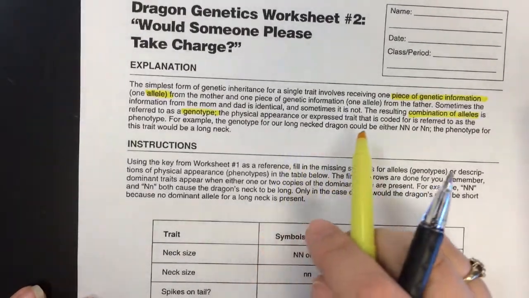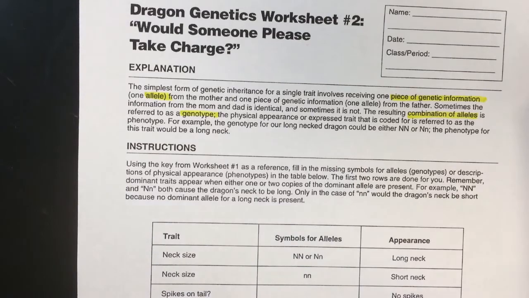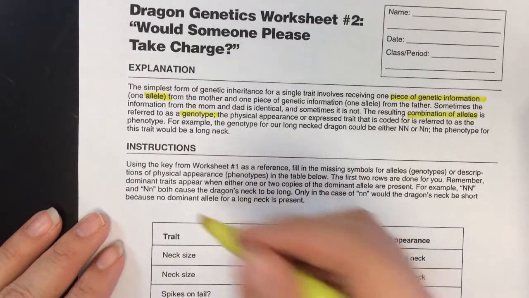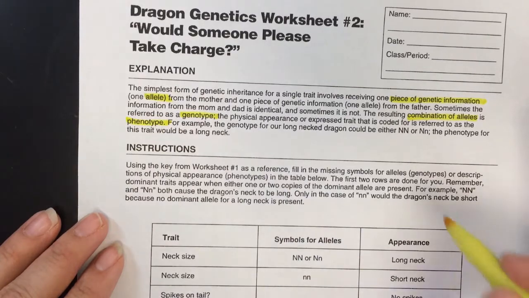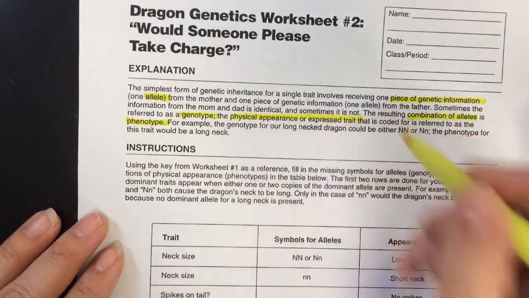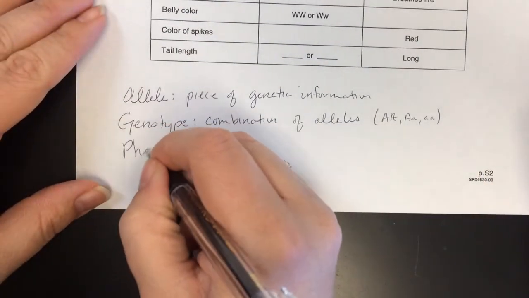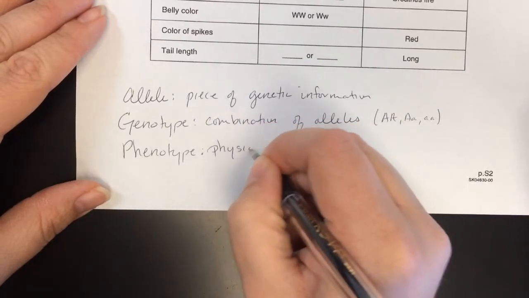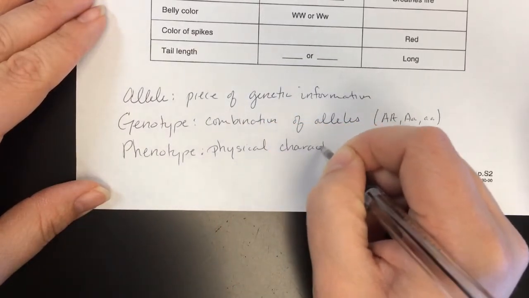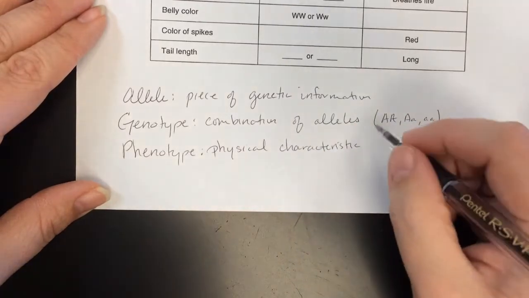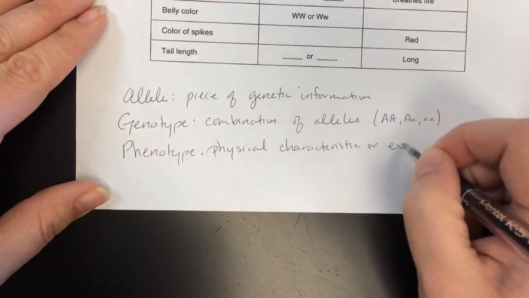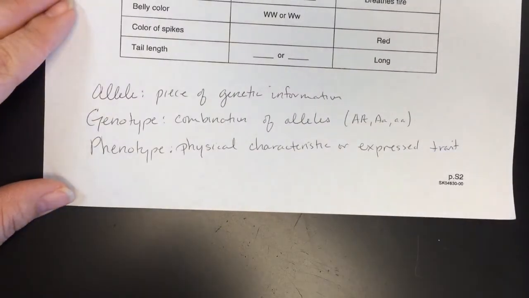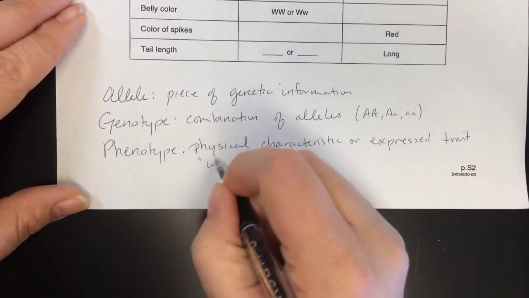The physical appearance or expressed trait that is coded for is referred to as the phenotype. So there's another awesome vocab word for us there. Phenotype is the physical appearance or expressed trait. So let's put that vocabulary word on the bottom as well. Phenotype, physical characteristic, or expressed trait. If you want to put that into common English, it's what it looks like.